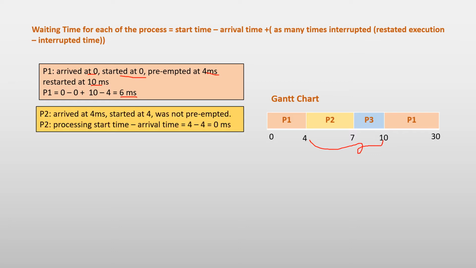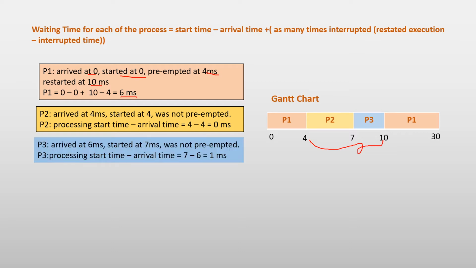Let's calculate for P2. P2 arrived at 4 milliseconds, started at 4 milliseconds, and its waiting time was 0 milliseconds. For P3, it arrived at 6 milliseconds. It started at 7 milliseconds and was not preempted in between. That means it would not wait, executed in one shot, and hence its waiting time was 1 millisecond, because it started at 7 milliseconds, but it arrived at 6 milliseconds. So it was waiting for 1 millisecond.